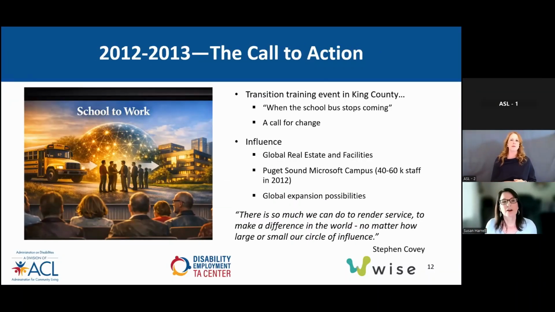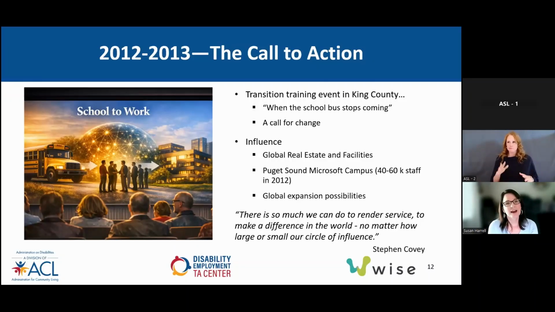Between 2012 and 2013, as a part of that information and education to community members, King County hosted a transition event for parents and individuals, students, as well as educators, where they really discussed when the school bus stops coming, when individuals are moving away from the school system and looking towards adult activities, employment, and that often when the school bus stops coming, people don't have that next step into employment.